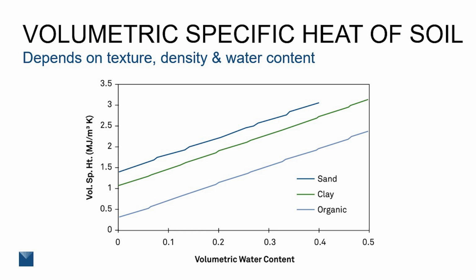Now, the volumetric specific heat for a porous material like soil also depends on the water content and the density. The change with water content is always linear, and it always has the same slope for every material versus volumetric water content. So that's pretty easy to model.